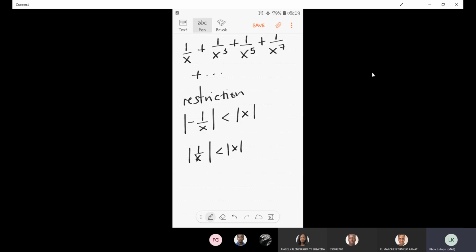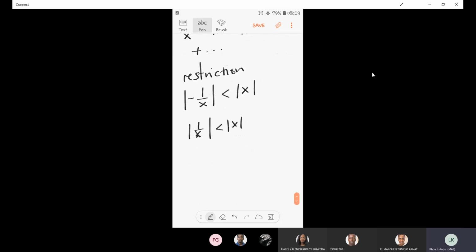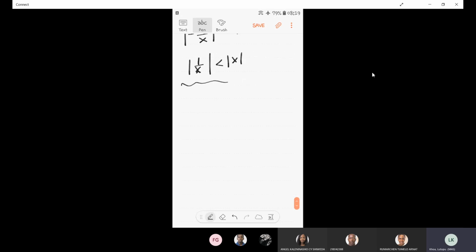Okay, so the next topic is on differentiation. Now, before we talk about differentiation, we have to talk about functions. What is a function? A function is just a mapping from one set to another.